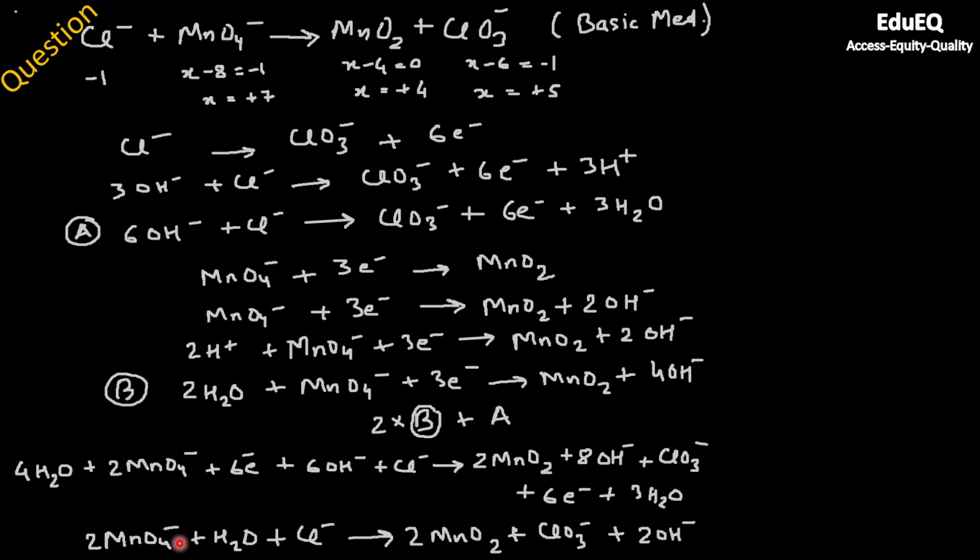Finally, you will be left with this reaction. So 2 MnO4 minus plus water plus chloride will give 2 MnO2 plus ClO3 minus plus 2 hydroxide ions. This is a balanced equation for this reaction.